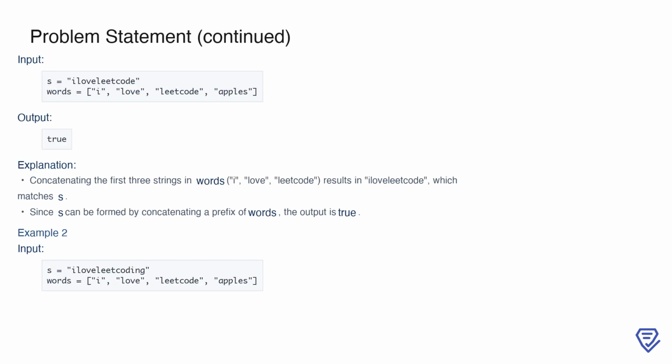Let's look at an example to clarify the problem. Suppose S is "iloveleetcode" and the array words is ["i", "love", "leetcode", "apples"]. To check if S is a prefix string, we take the first few elements of words and concatenate them. Starting with "i", then adding "love", and finally "leetcode", we get "iloveleetcode", which matches the string S. Since S can be constructed by concatenating the first three elements of words, we return true. This demonstrates how the prefix condition is satisfied when S matches a concatenated sequence from the start of words.